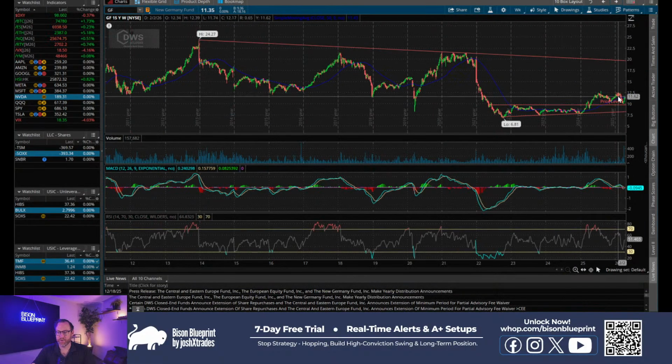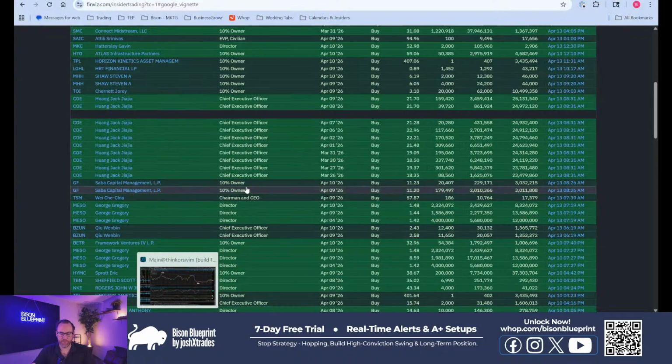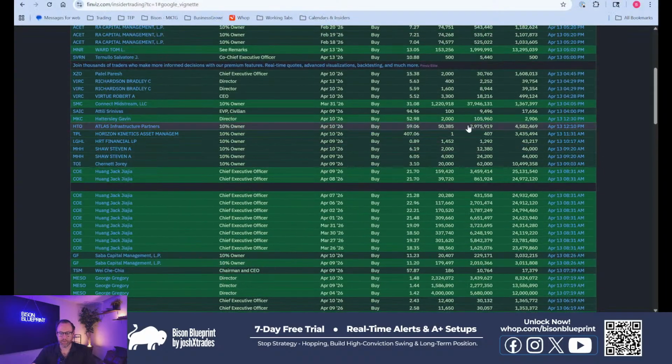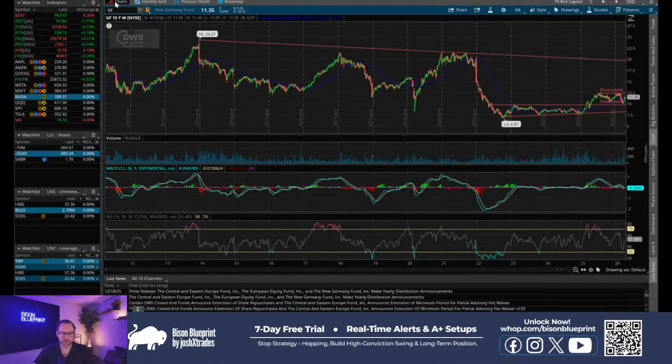Here, the new German fund, this has been getting some action lately, kind of building a bull flag here. You need to see it break above this 12.5 level. What else do we have? HTO and SMC.